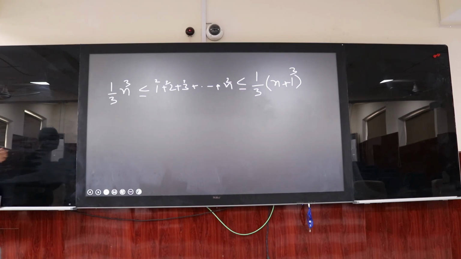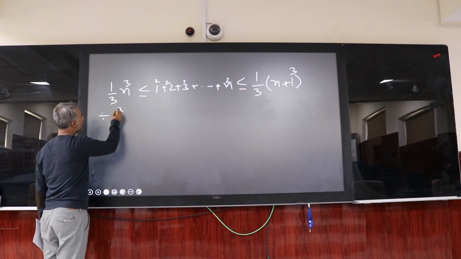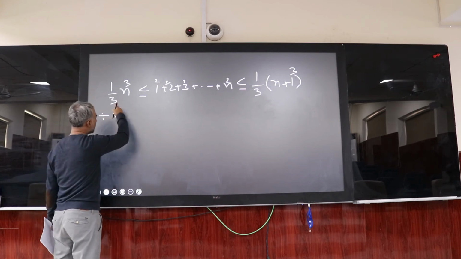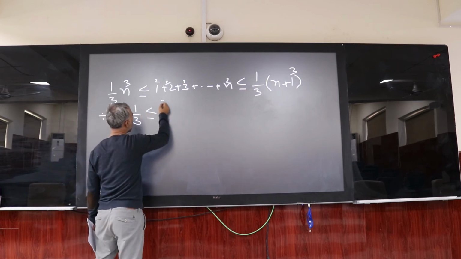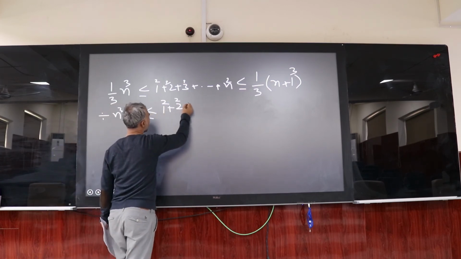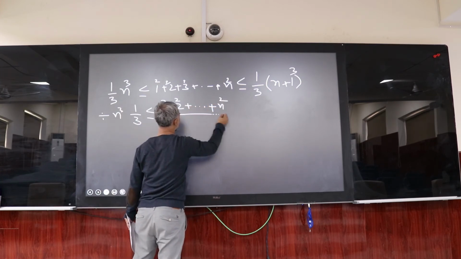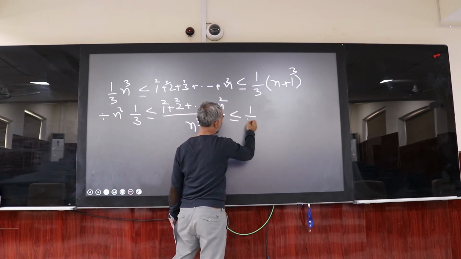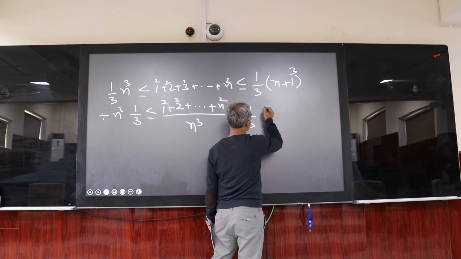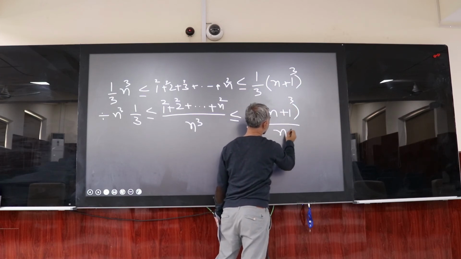Now we can divide by n cube on all this side, and this one will become 1/3 (1 square plus 2 square plus ... plus n square) over n cube, and here we will get 1/3 (n plus 1) cube divided by n cube.